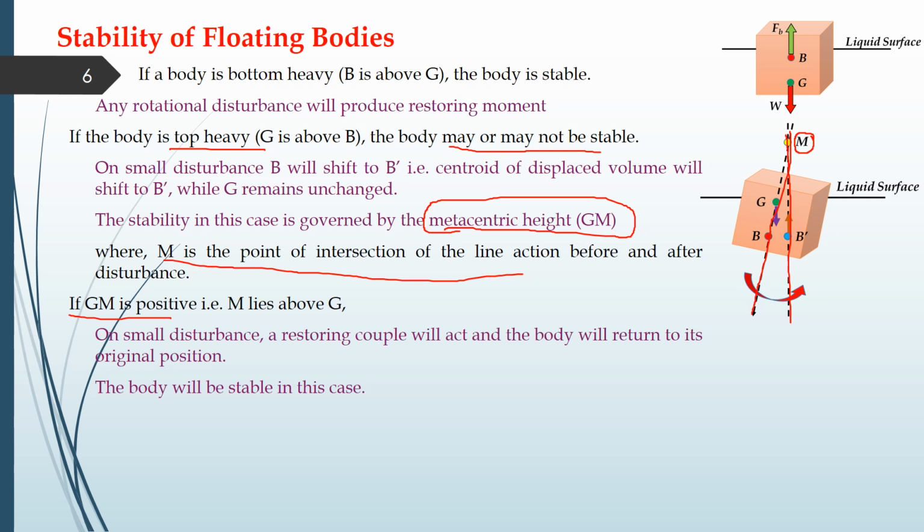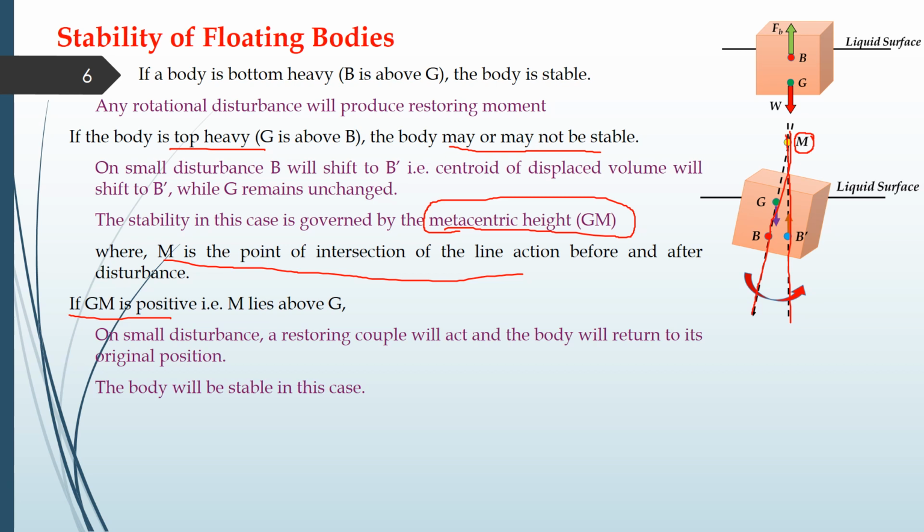So if M lies above G, what will happen? Why we're talking about this is that there will be some disturbance, and on the disturbance, whether the body will tend to regain its original position or not. If it tends to regain its original position, then it certainly means that the body is stable. And if on a small disturbance it is not coming back to its original position, it certainly means that the body is unstable. So if GM is positive, on a small disturbance, a restoring couple will act and the body will return to its original position.